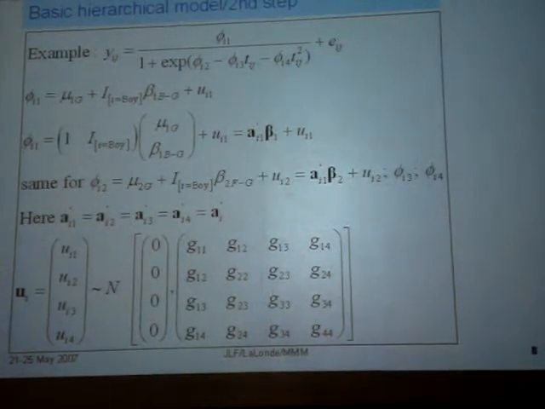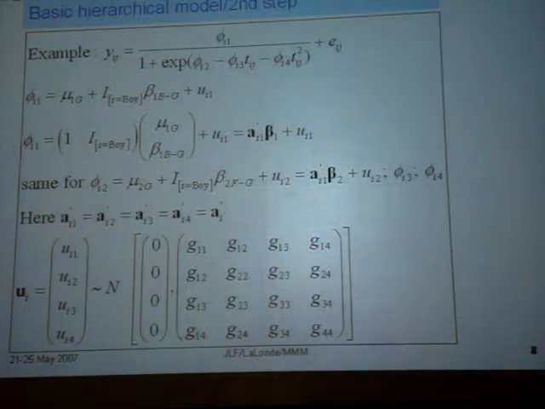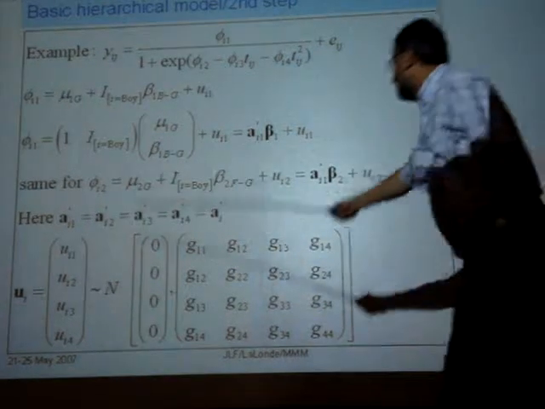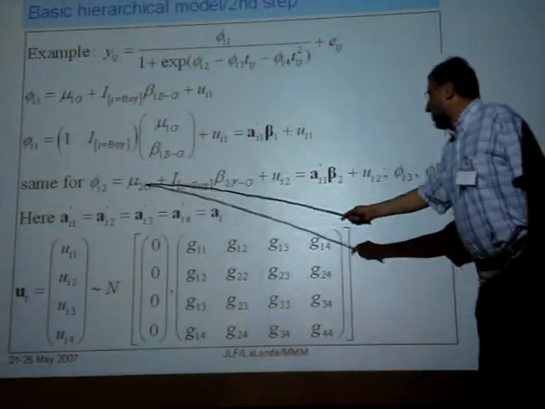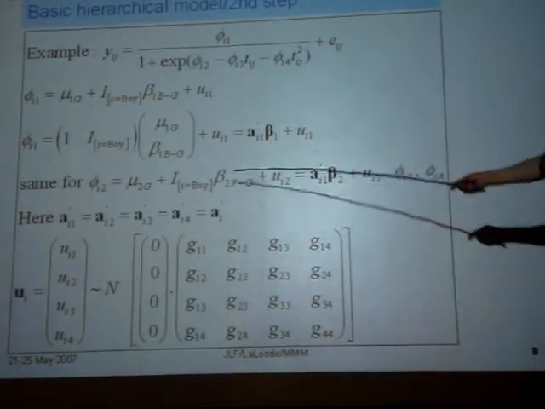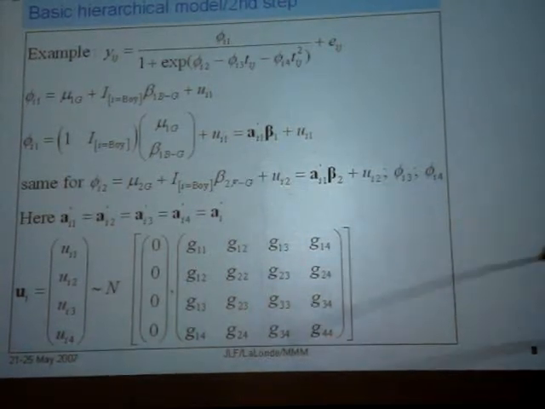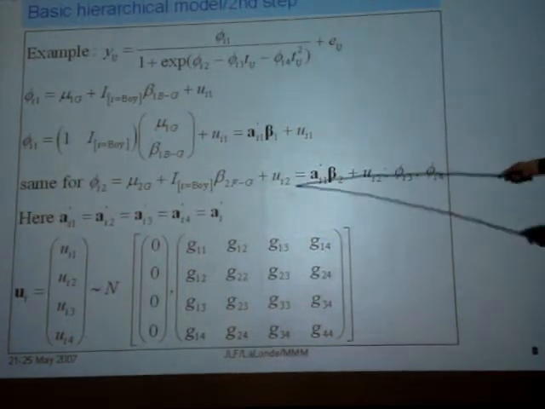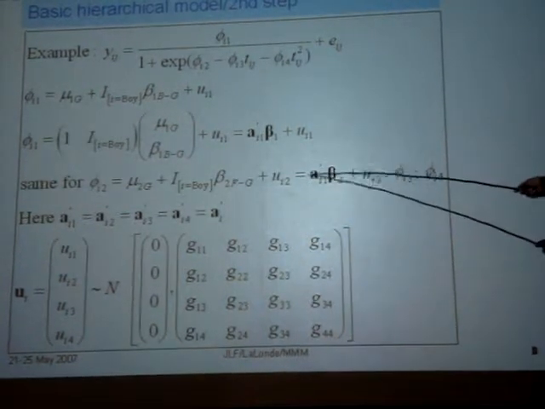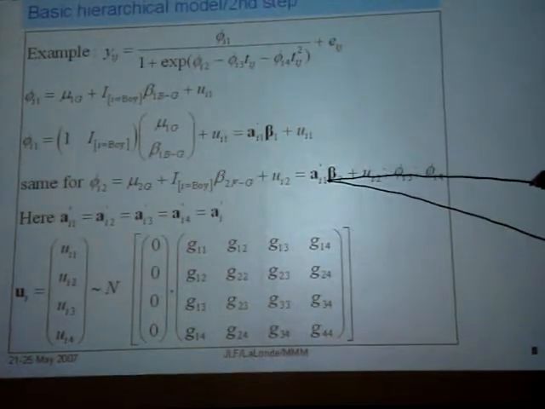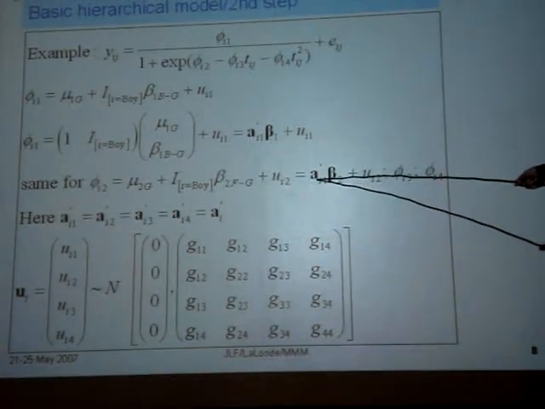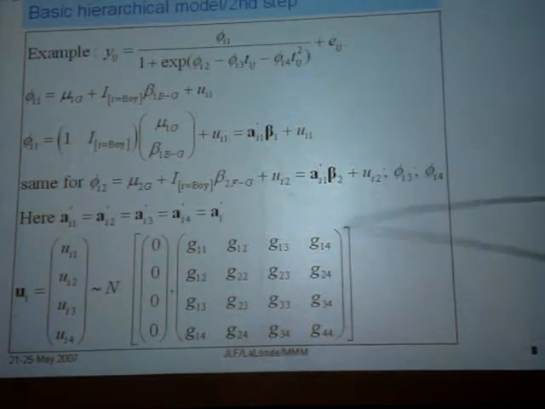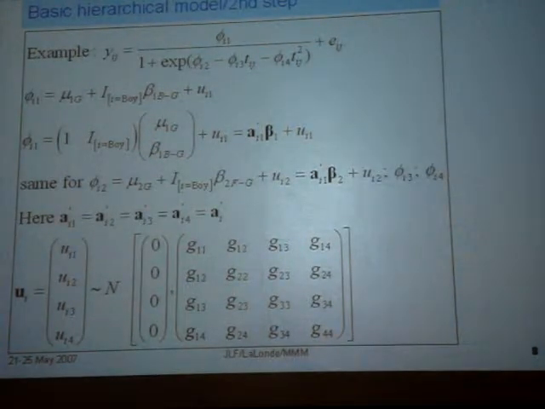We'll make the same decomposition on the other components. Phi2, mu2 plus the indicator variable beta2, boy minus girl, plus ui2. So we'll write again A prime i2 beta2 plus ui2. It should be a 2 here, not a 1. Correct it from your handout. And same for phi i3, phi i4.